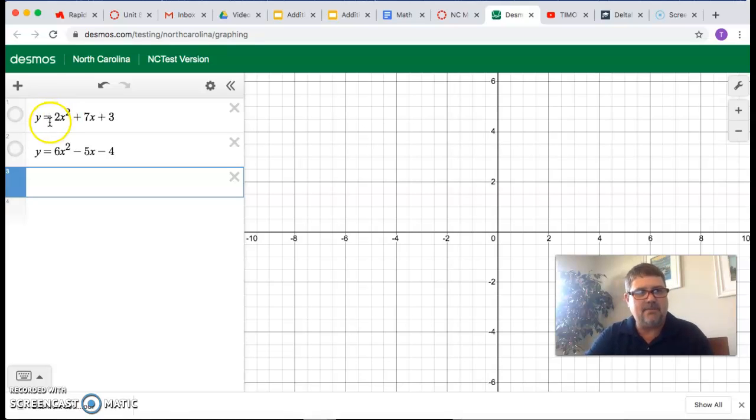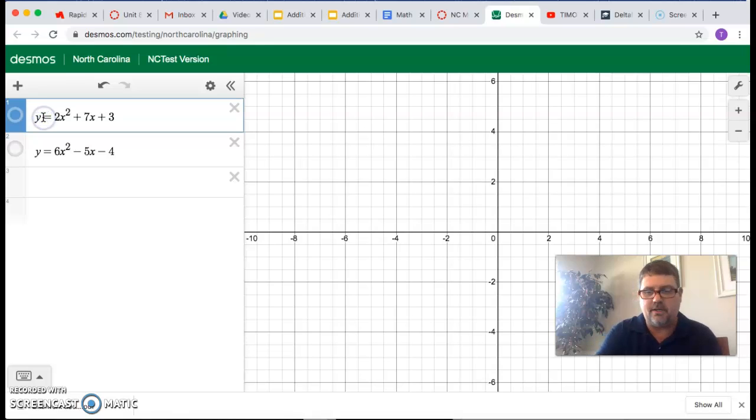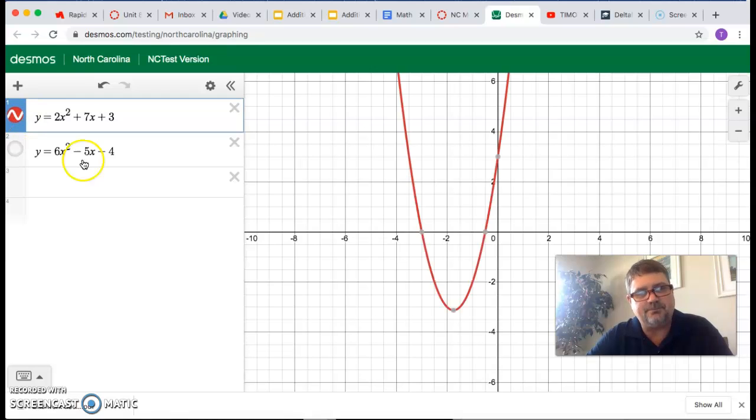Okay, so I typed in the first one. Notice I put y equals. If you just put a 0 here, notice you don't get anything. So you need to replace 0 with y. And the idea here is this quadratic equation has a related quadratic function. This is the related quadratic function to that equation. And when we graph it, we're looking for solutions here.